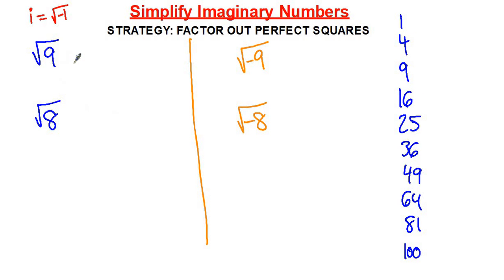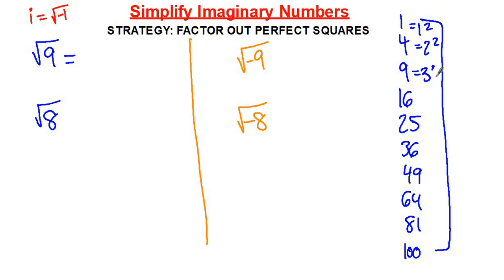Okay, so it's easy when we can have what's called a perfect square underneath the square root. The perfect squares are these numbers right here. They're numbers that you get when you take a number and multiply it by itself. So, for example, 9 is the same as 3 squared, 16 is the same as 4 squared, and so on down the list. The square root of 9 is equal to 3.